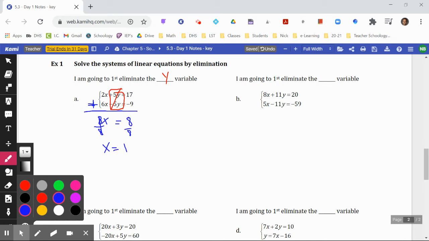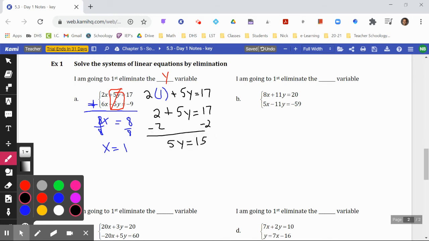Now I need to go ahead and solve that other variable. So again, I'm going to look at my system here. I'm going to decide which equation kind of looks the easiest. I'm going to say that first one does. So I'm going to use that, and I'm going to substitute 1 for x. So I get 2 times 1 plus 5y is equal to 17. Right, now I just got to solve for y here. I'm going to subtract 2 from both sides. And we get 5y is equal to 15, which means y is equal to 3. Right, so I should have a solution of 1 comma 3 because it's an xy ordered pair.